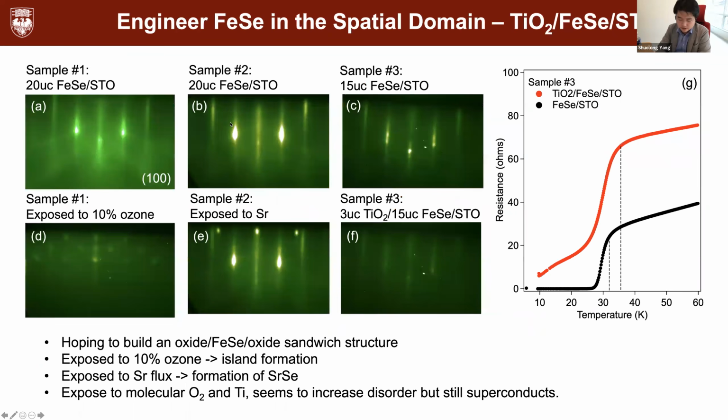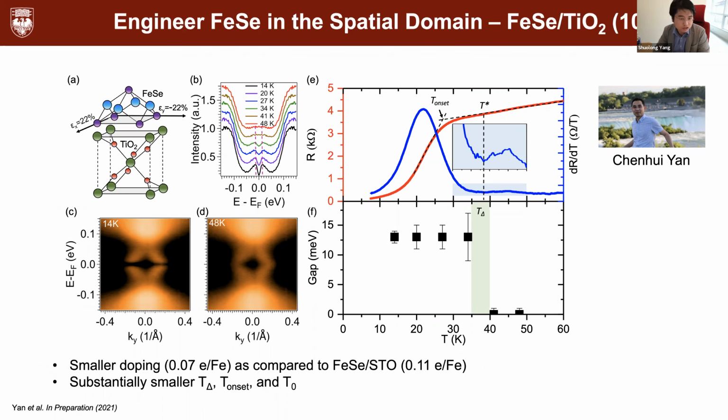Actually, it looks like the iron selenide is mostly not constrained at all by the TiO2, which means the interfacial interaction is not as strong as in the interface between iron selenide and STO. But nevertheless, it's an interesting control sample where we see substantially smaller doping. The doping is about 0.07 electron per iron, as compared to STO, which would be almost a factor of 2 bigger. And we have seen a substantially smaller T delta, T onset, and T zero. Everything is just downscaled. So we believe that this is more like a doping dependence instead of a strain dependence. And this is telling us that electron doping actually plays a really important role in tuning superconductivity in this material.